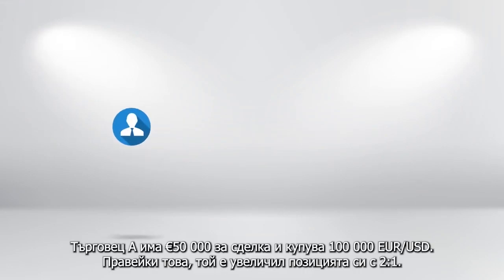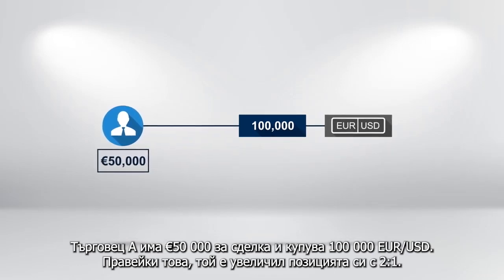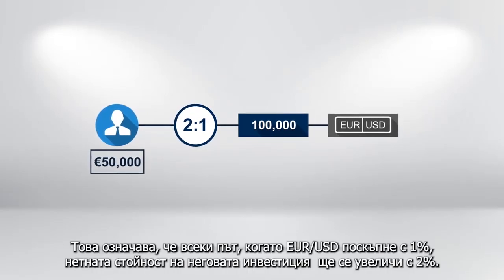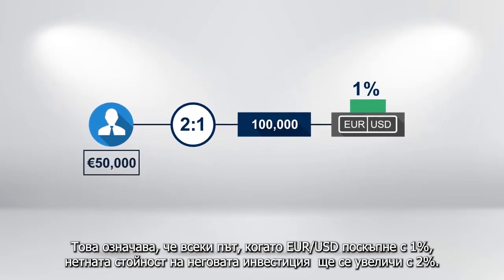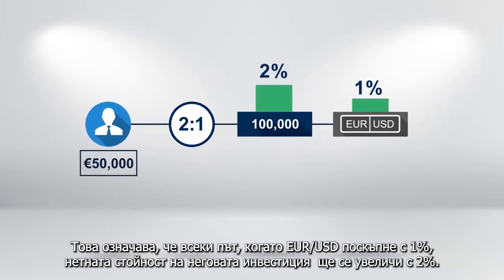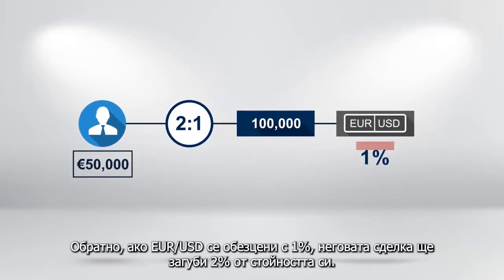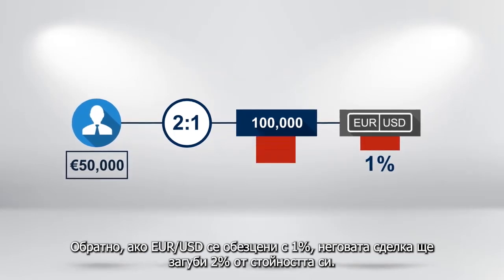Trader A has 50,000 euros for a trade and buys a 100,000 euro dollar. In so doing, he has leveraged his trade 2-to-1. This means that every time euro-dollar appreciates 1%, the net value of his trade will increase by 2%. Conversely, if euro-dollar depreciated by 1%, his trade would lose 2% of its value.